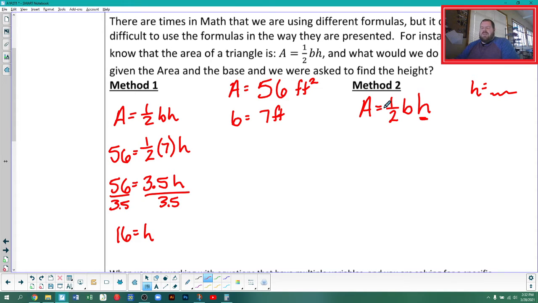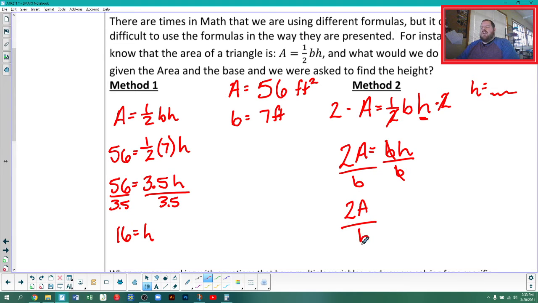Let's say first I want to deal with the 1/2. The 1/2 is being multiplied. So I would divide by the 1/2. We don't really divide by 1/2. We actually multiply by 2 in order to solve that part. So the 2 cancels with the 1/2, and I have 2 times the area is equal to the base times the height. And now I want to divide by the base. This is exactly what I did when I solved this equation. Over here the base cancels with the base, and I get 2 times the area divided by the base is equal to the height. Okay?